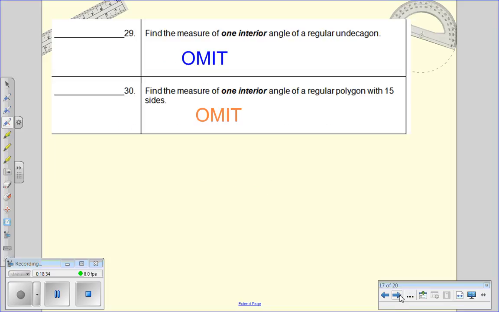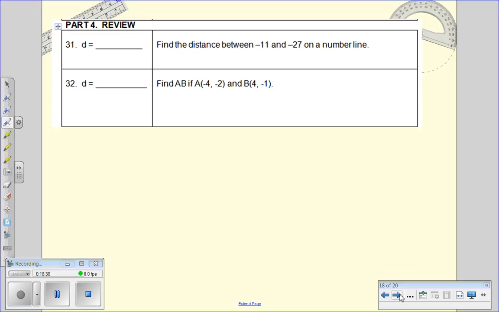29 and 30, these are the two you were told to omit. 31, we are now going back to review problems. Find the distance between negative 11 and negative 27 on a number line. So I'm going to draw a number line. Here's my 0. Negative 11 is over here. And negative 27 is all the way further left because it's more negative.